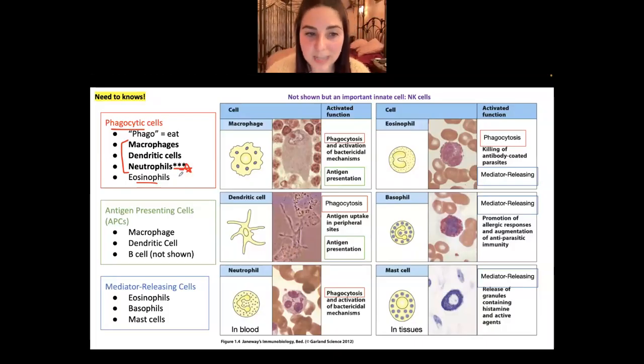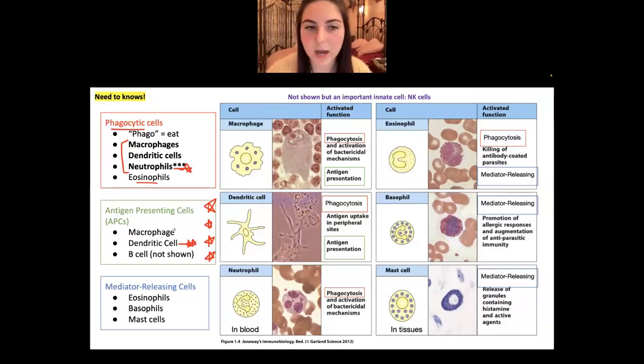Next, we have antigen-presenting cells. These are need-to-knows, and I will ask you this multiple times throughout the entire rest of the sessions. You need to know the 3 APCs. Antigen-presenting cells are the cells that present antigen to either a T cell or a B cell. So remember I talked about the dendritic cell. This is the absolute most important one. This is why its main function is to do this.